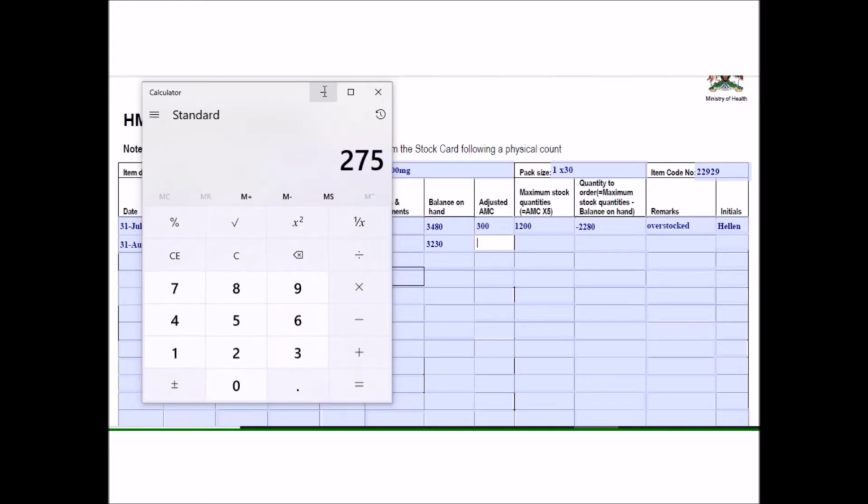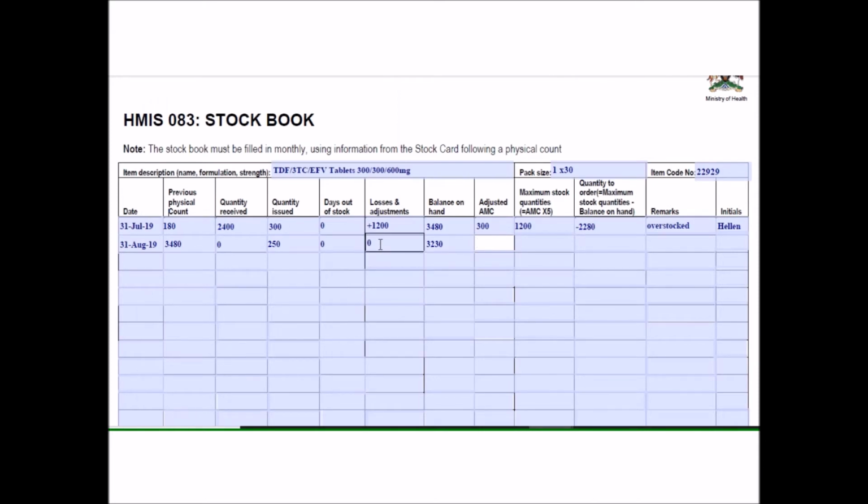We are using 60 days because there was 0 stock out. If we had some days we are stocked out, we would subtract those days from the 60 days and calculate for the adjusted average monthly consumption. So in that case, our adjusted is 275.